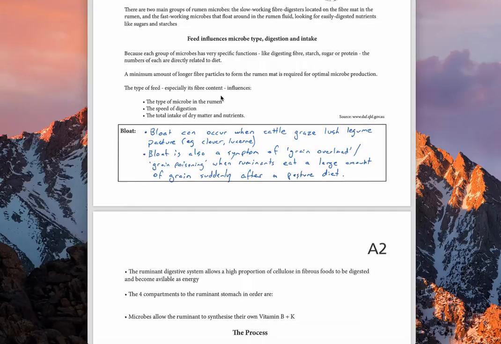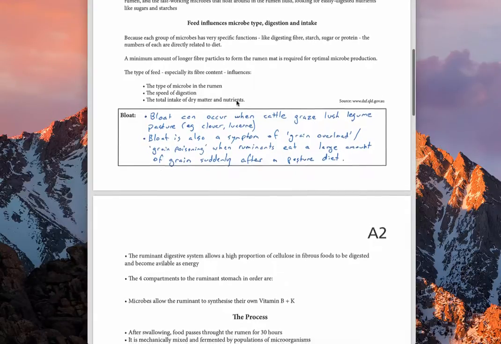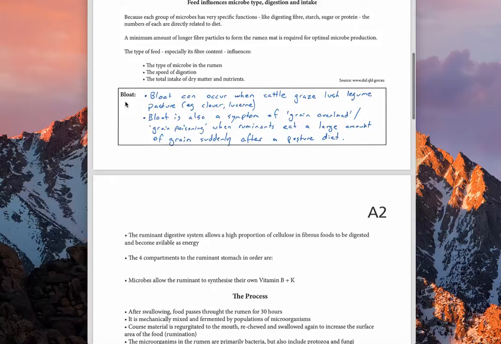So the type of feed, especially the amount of fiber, influences the type of microbe, the speed of digestion, and the total intake of dry matter and nutrients. So when you're changing a ruminant, a cow for example, from a roughage-based diet, so they're just eating grass out in the paddock, you need to slowly change them over time and slowly increase the amount of grain that you're giving them when you put them into a feedlot, because the actual microbes in their rumen need to change over time. If you don't do that, you can get grain poisoning, which is mentioned here. So one of the side effects of grain overload or grain poisoning is bloat.